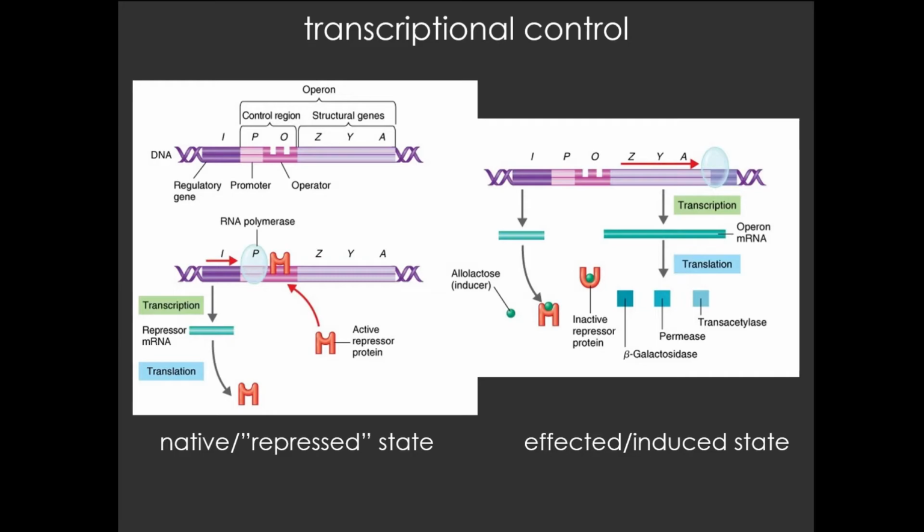When it does that, it blocks the movement of the RNA polymerase into the structural genes and blocks the transcription of those structural genes, effectively turning off the operon. So the native state of an inducible operon is to sort of be repressed, to be shut off.